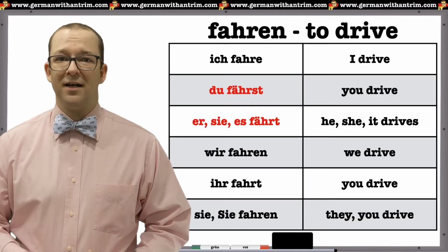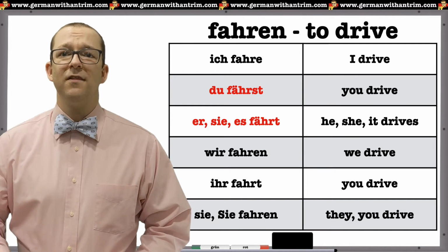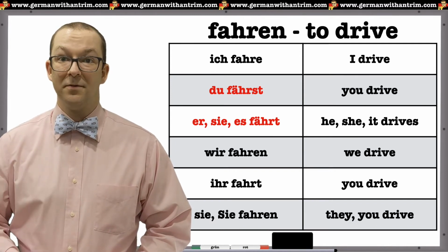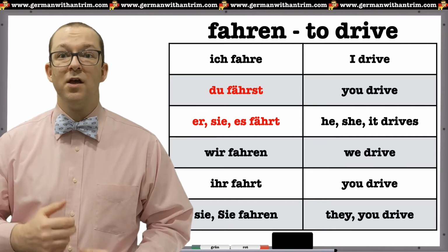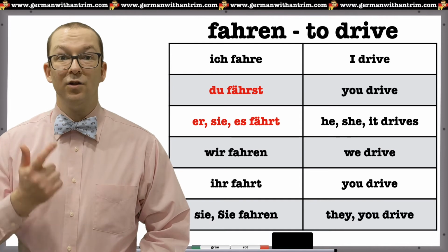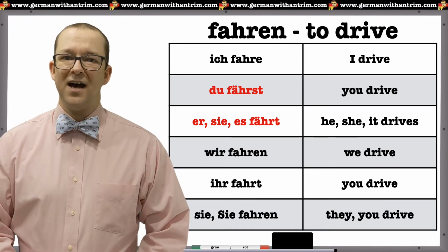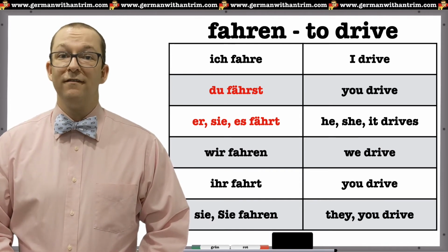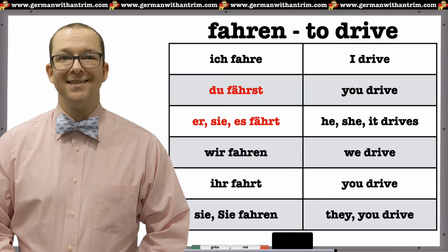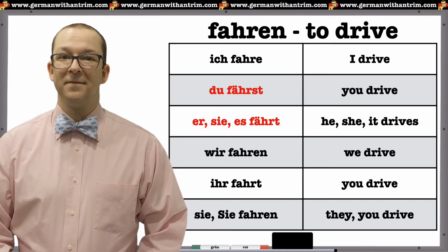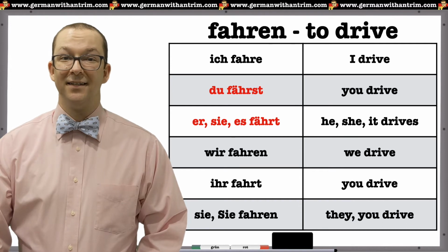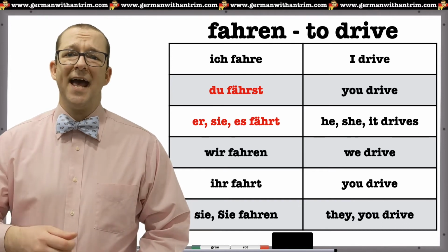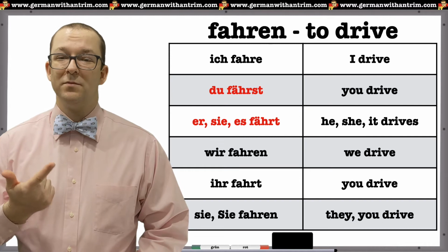The verb fahren means to drive, and it falls into the first category of a to ä. These stem changes, however, only affect the du and er/sie/es forms, so the full conjugation of fahren looks like this. Ich fahre. Du fährst. Sie, er, es fährt. Wir fahren. Ihr fahrt. Sie fahren. As you can see, we simply added an umlaut for the du and er/sie/es forms of the verb.